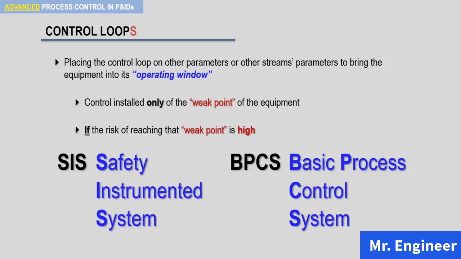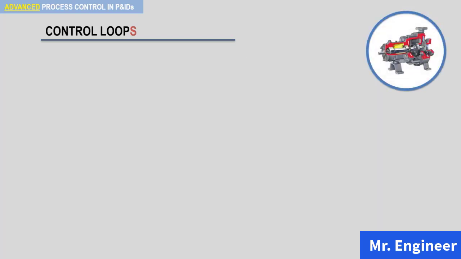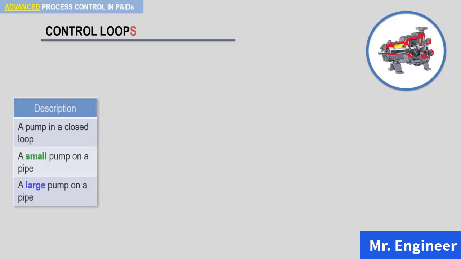Now, the thing about risk is that it is a multiplication of probability and severity of consequence. For example, we need to decide if a pump needs a control loop or not based on the weak point concept. In general, pump manufacturers give a warning of damage to the pump if the flow rate drops below a certain level. Now, let's check the risk of this event for the three following cases that you will certainly come across when reading your P&IDs.